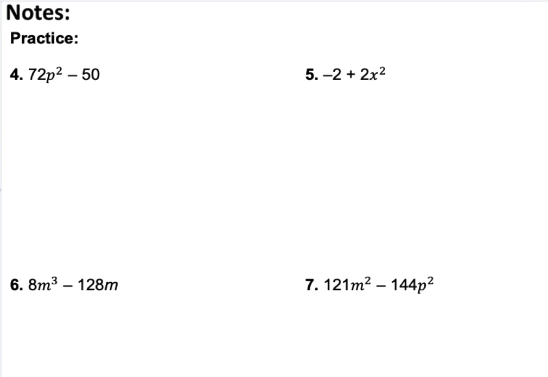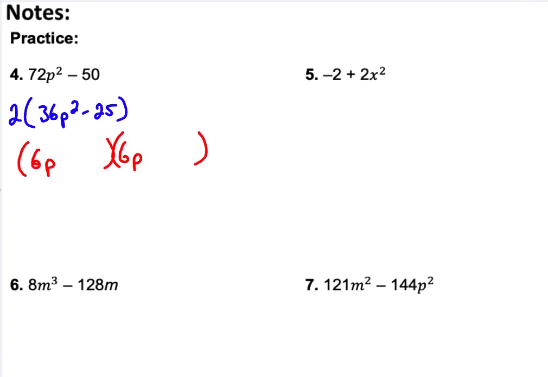All right, so I'm going to do these rapid fire. This one's very similar to that last one. I can factor out a 2. So I get 36p squared minus 25. 36p squared is 6p times 6p. 25 is 5 times 5. And I switch my signs. And my 2 hangs out front.